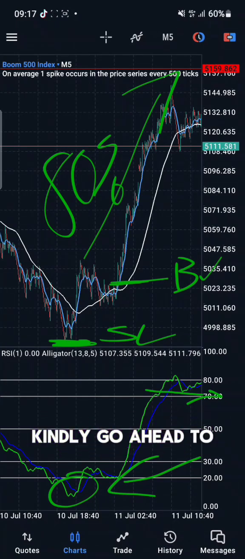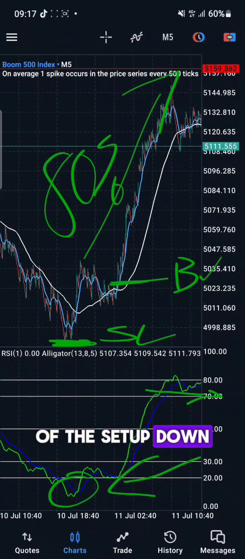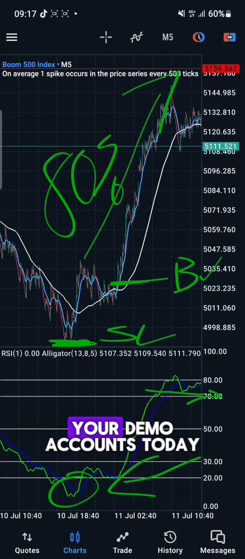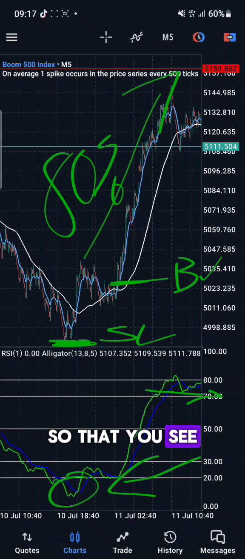Kindly go ahead to your chart right now, have the setup done, and of course practice it on your demo account today, so that you see how profitable it is before you go into your real account. I will be stopping right there.